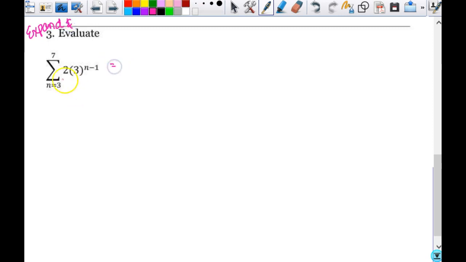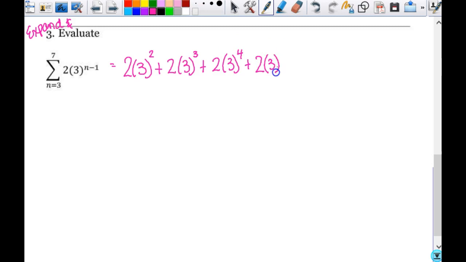So this is equal to, now notice n starts at 3. It doesn't start at 1. That's okay. So this is going to give me 2 times 3 to the 3 minus 1, which is the 2nd power, plus 2 times 3 to the 3rd, plus 2 times 3 to the 4th, plus 2 times 3 to the 5th, 2 times 3 to the 6th. So 2 times 9 is 18. 3 cubed is 27 times 2 is 54. Good.